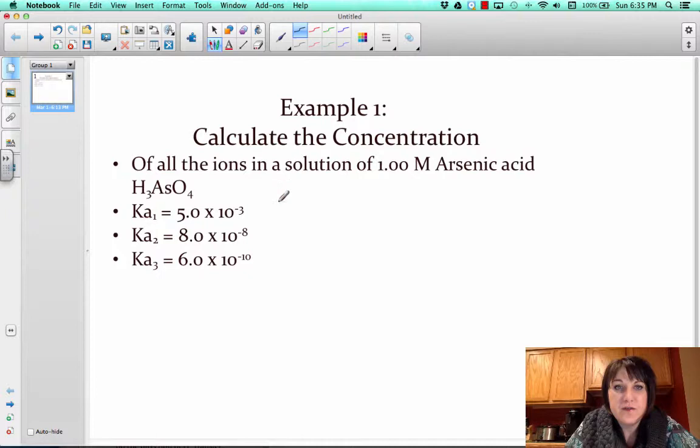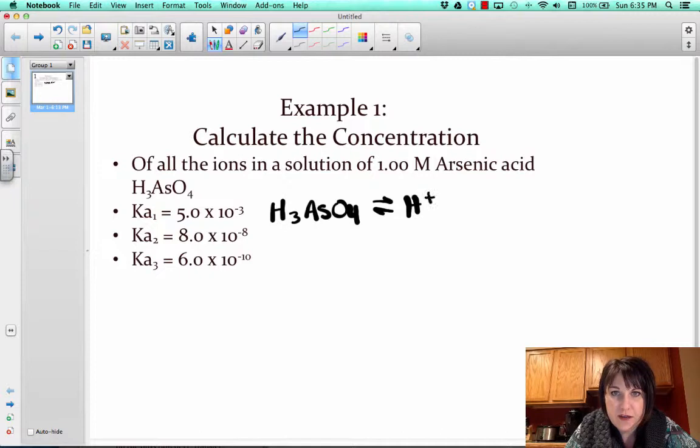Alright, so first let's write the dissociation reactions for each of these. In Ka1, this is the situation where the first acidic hydrogen dissociates from arsenic acid. So I get a hydrogen ion, and I'm left with 2 hydrogen atoms still attached to the arsenate. So this would be what? Dihydrogen arsenate, it looks like.